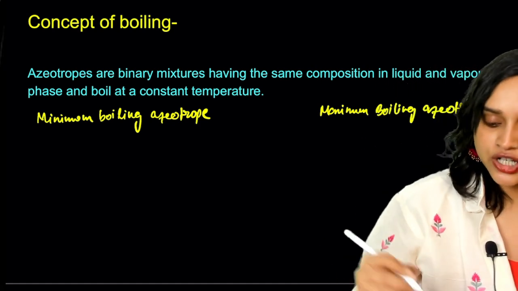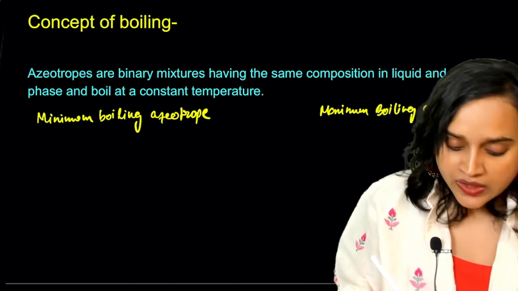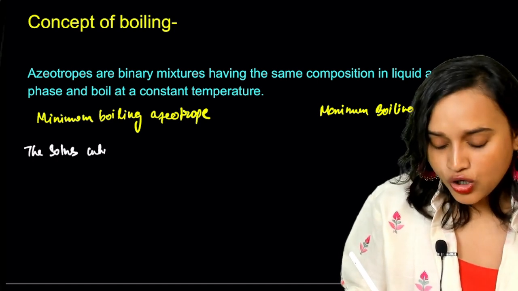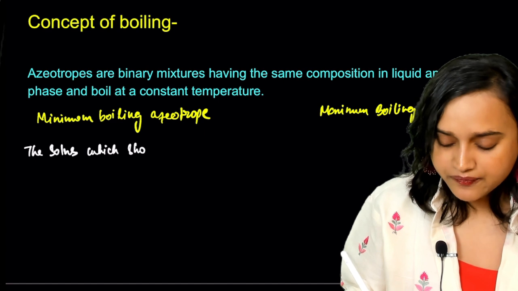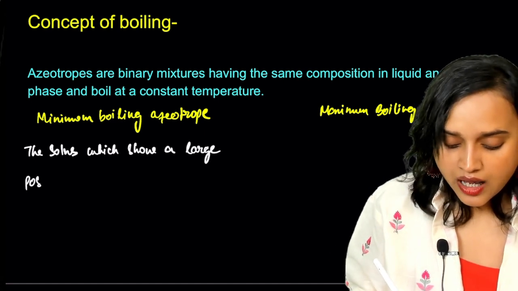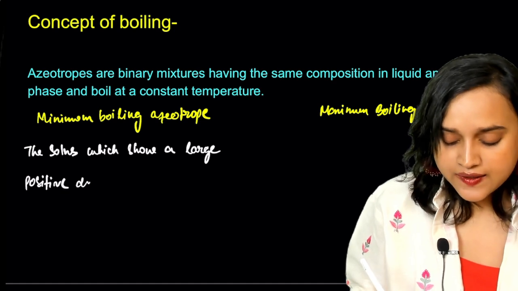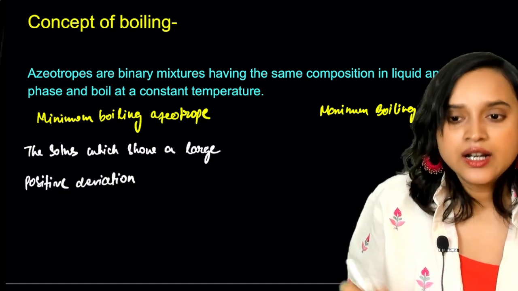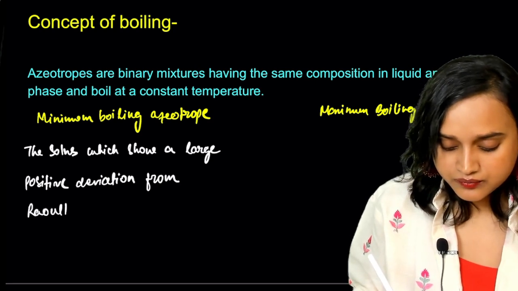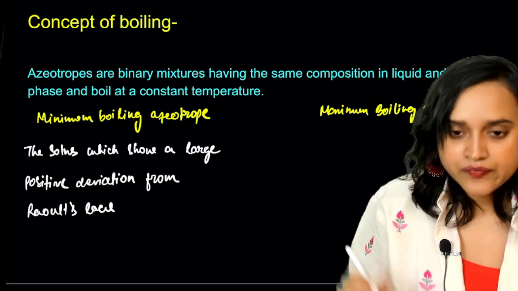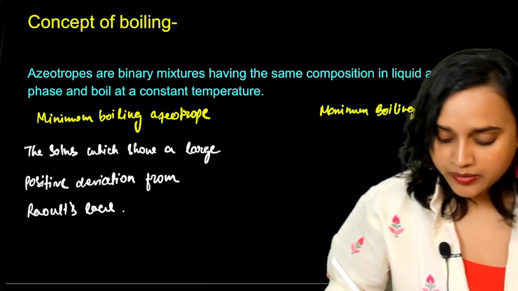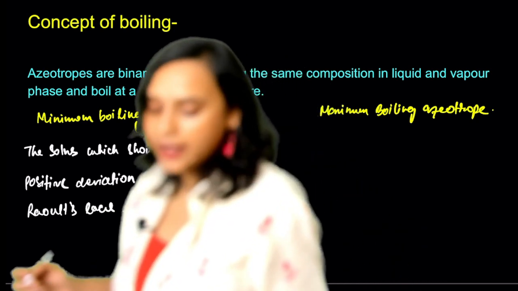So let me write down the definition here. What is minimum boiling azeotrope? The solutions which show a large positive deviation from Raoult's law, they have minimum boiling azeotrope. That means they boil at a lower temperature.